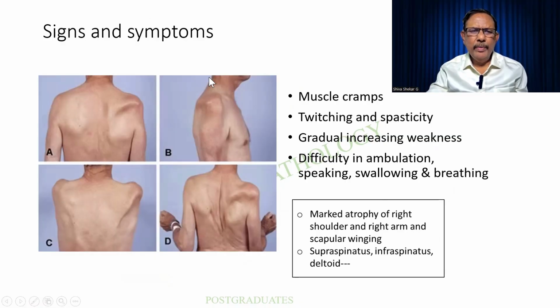And the signs and symptoms, that can be the muscle cramps. Obviously in this picture I am finding that there is a drooping of the shoulder and the wasting of the shoulder muscles. That can be muscle cramps, twitching and spasticity, gradual increase in the weakness, and this is called the winging effect of the scapula, difficulty in ambulation, speaking, swallowing, and breathing. So this is again the legend of it. Kindly go through this.